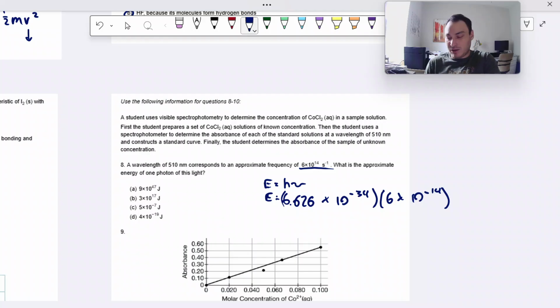Plug that in your calculator. 6.626 times 10 to the negative 34th times 6 times 10 to the 14th. It's just 14th. And we get 3.97 times 10 to the negative 19th, which is like 4 times 10 to the negative 19th, D.